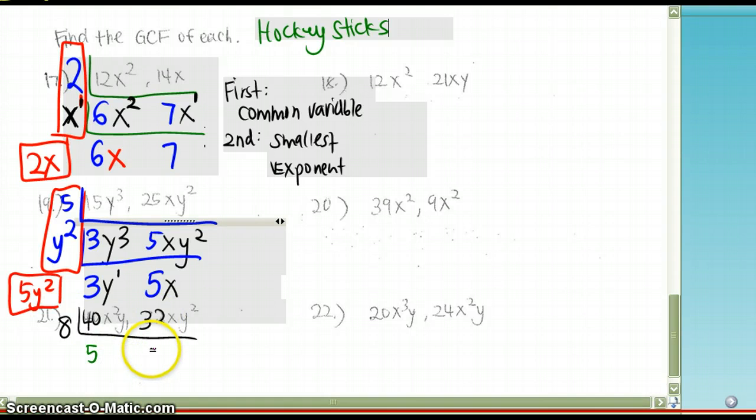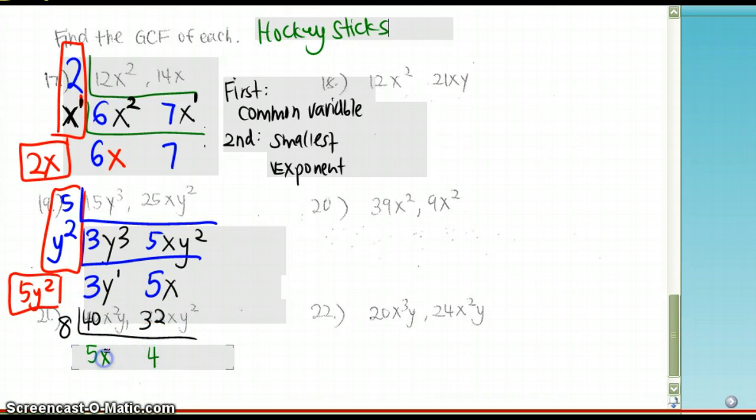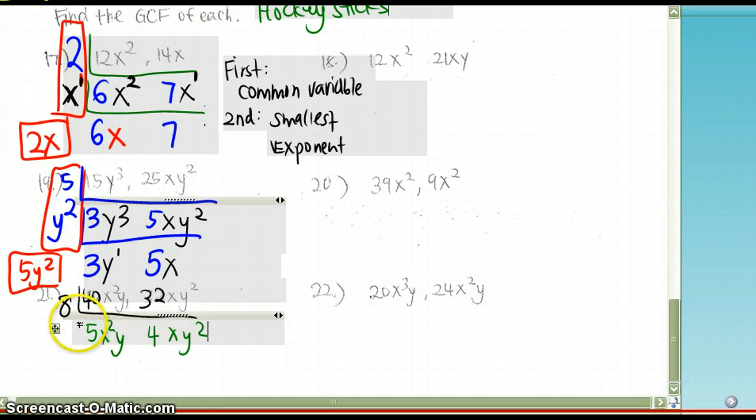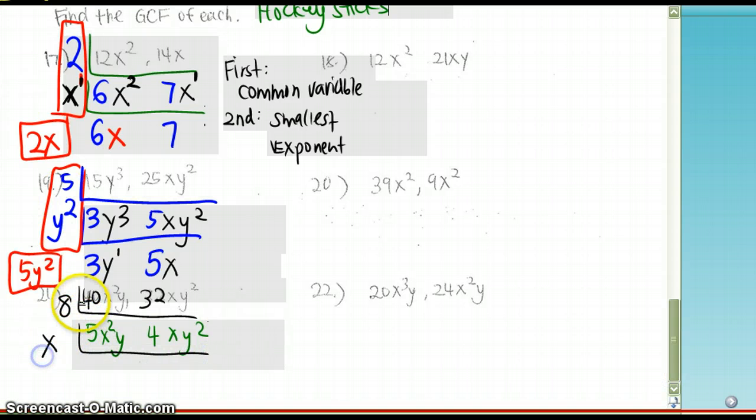32 with 8, I get 4. And I'm going to keep the x squared y here and the x and y squared here. Then I'm going to look for common letters. Now they both seem to have an x, and so I'm going to divide by an x. And when I divide by x, then remember I look for the smallest exponent. So there's an x2 and there's an x1. So I'm going to take an x1 out.